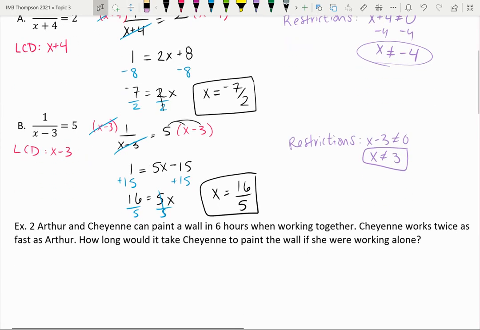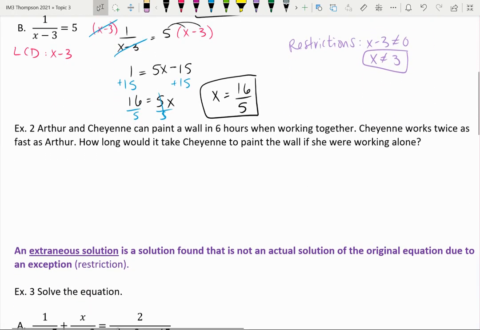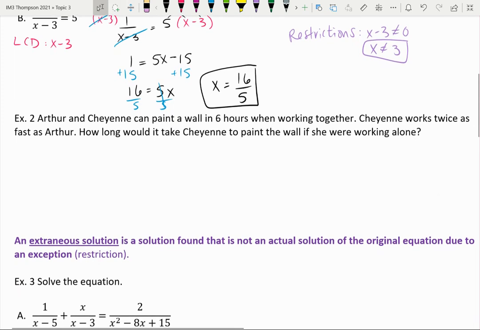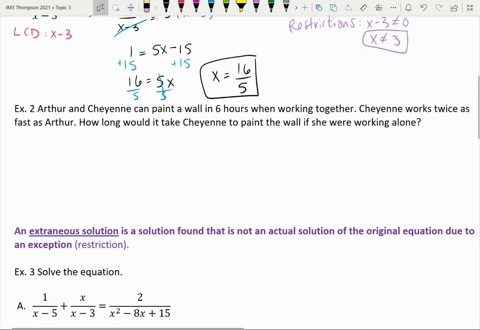Cool. All right, I have a work problem for you. So this one talks about Arthur and Cheyenne painting a wall. Go ahead and jot that down.